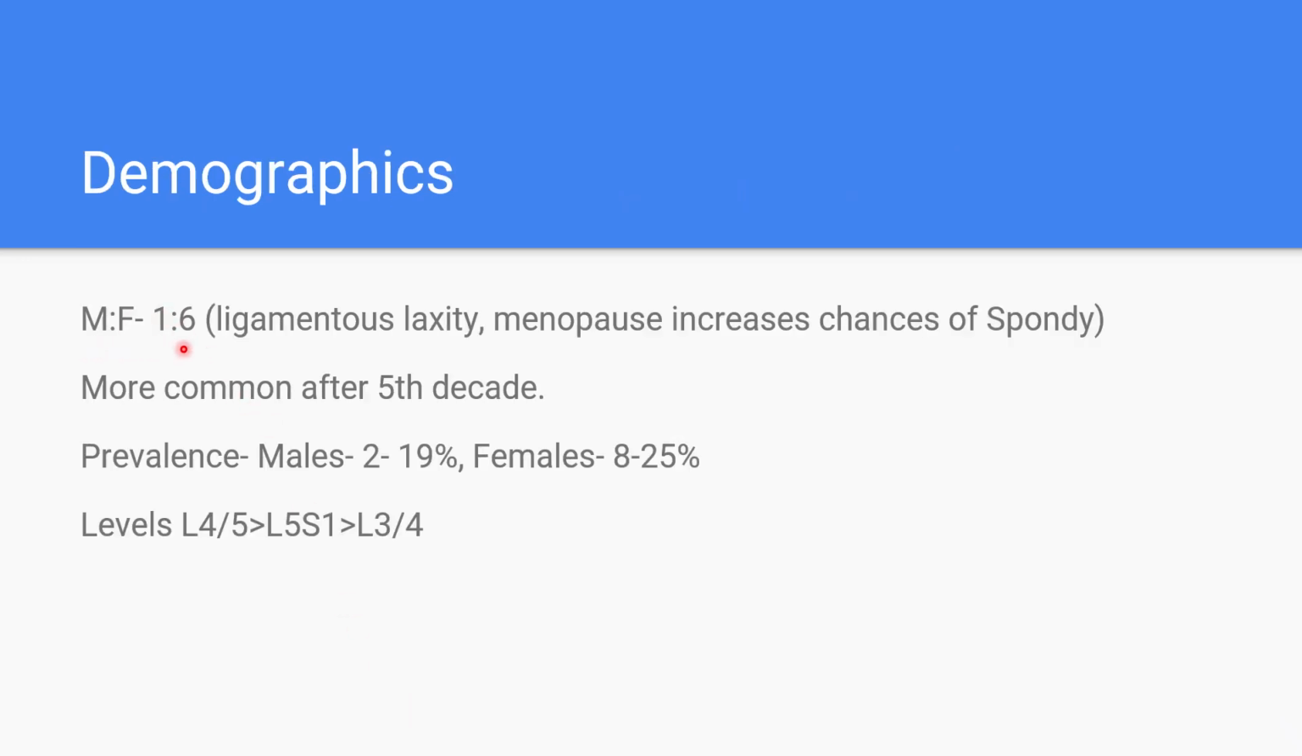The male to female ratio in this is that it is 6 times more common in females rather than in males. This is basically because of the ligamentous laxity, and as menopause is reached it increases chances of spondylolisthesis. It is more common after the 5th decade of life. In prevalence, based on different papers, in males the prevalence is about 2 to 19%, but in females it is higher, about 8 to 25%. The most common level which has spondylolisthesis because of degeneration is the L4-5 level, which is followed by L5-S1, and the third one is L3-4.